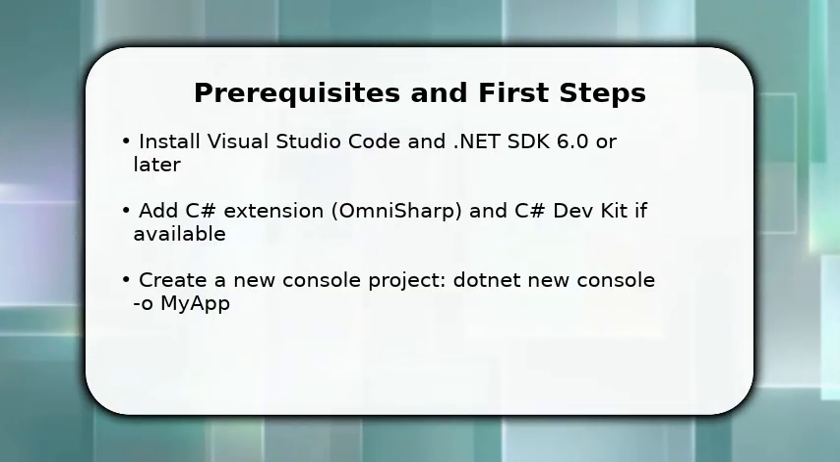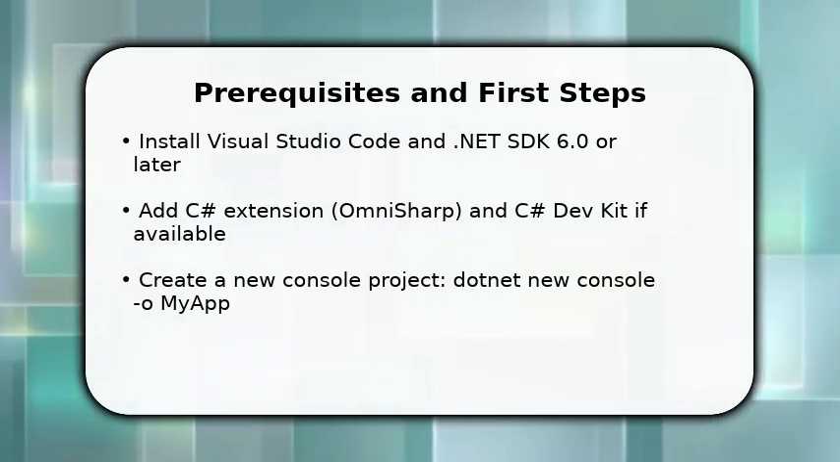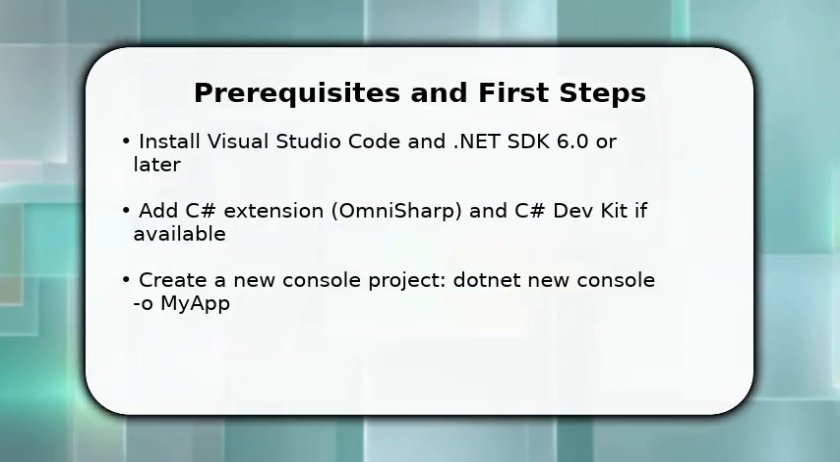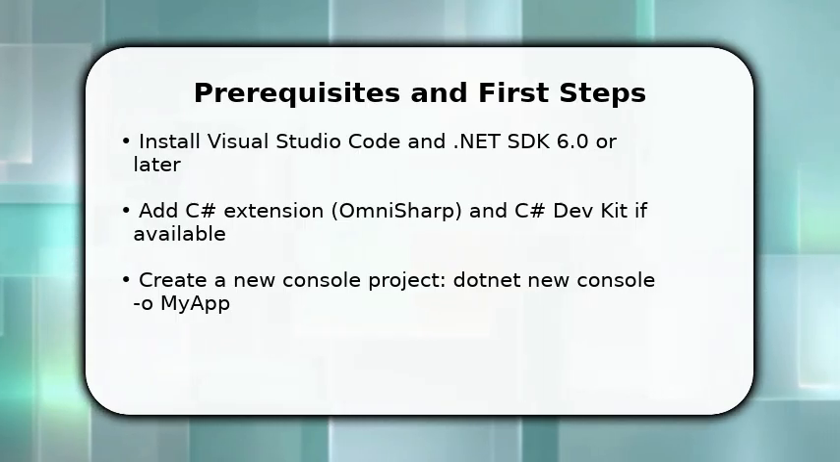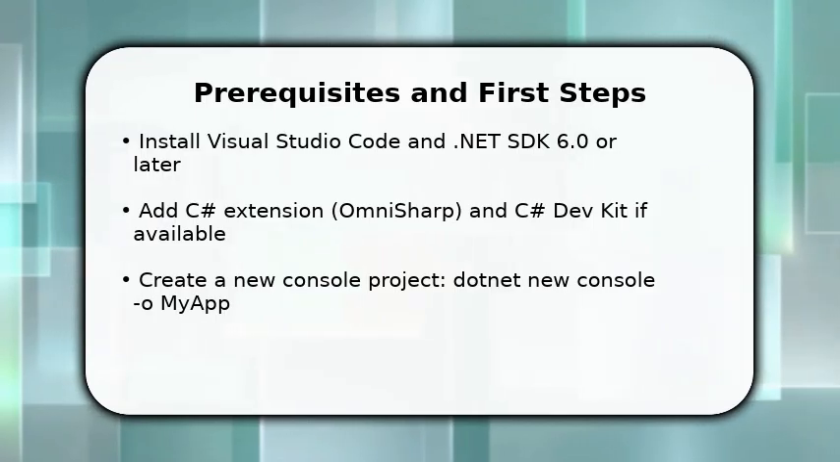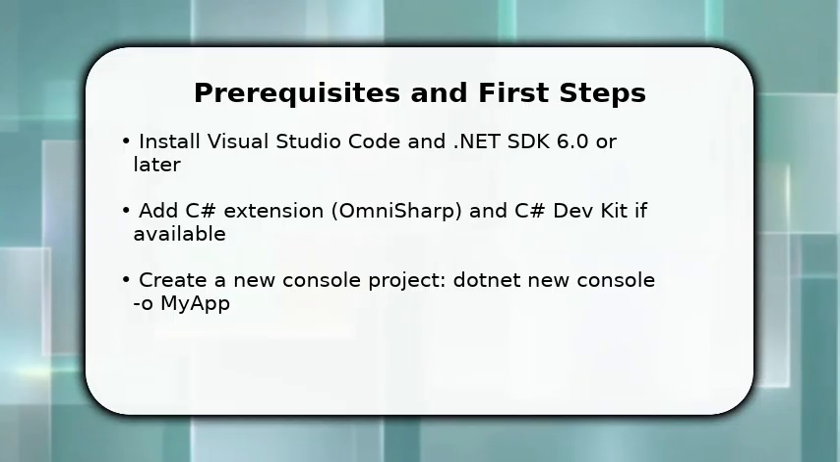You start by confirming .NET SDK and Visual Studio Code are installed. This is non-negotiable. Once done, install the C# extension, OmniSharp, and optionally the C# Dev Kit to get IntelliSense and debugging support. Next, open a terminal and run dotnet new console -o myapp, then open that folder in VS Code.